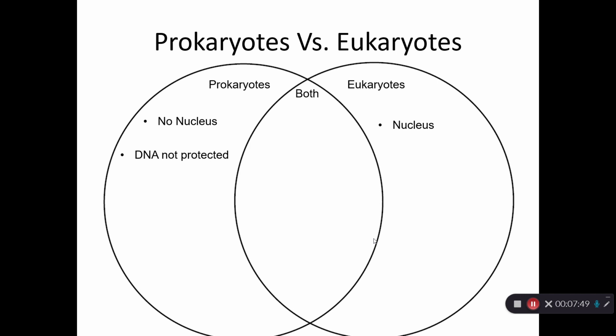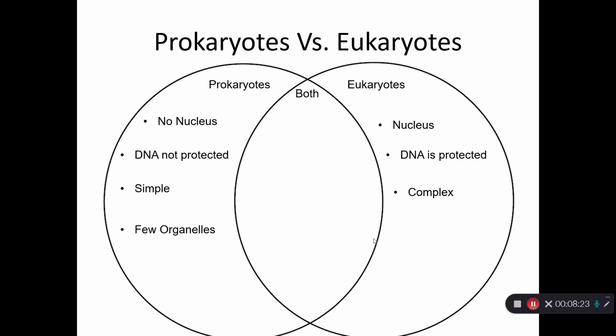So DNA is not protected, so that's what I was saying. They're not connected, they're not fully separated. So if the DNA is not protected in prokaryotes, is it protected in eukaryotes? The answer hopefully would be yes, because it's on the opposite side, so it's not similar. Prokaryotes are simple. They don't have as many organelles, so that makes them a simple cell compared to eukaryotes, which are more complex. They have more organelles, more responsibility, more things like that.